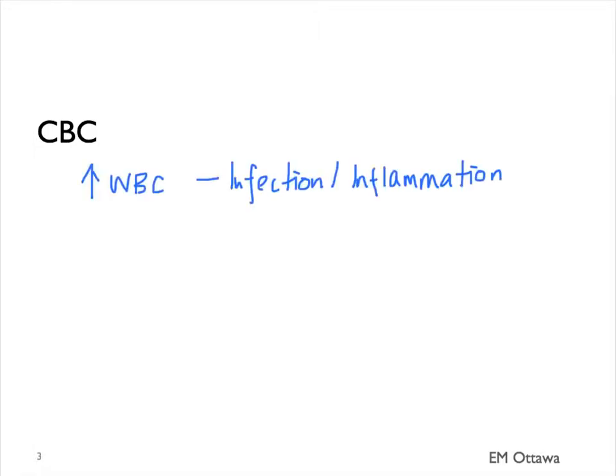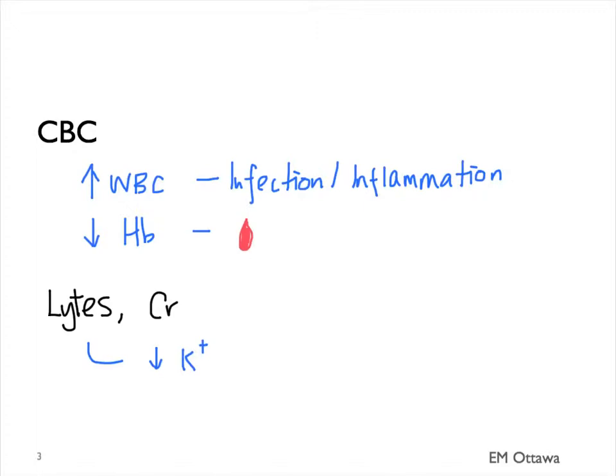We will start with the CBC, electrolytes, creatinine, and then more specific tests based on the presentation of the patient. In the CBC, if there is an infection or an inflammation, the white blood cell count might be increased. If the patient is bleeding, their hemoglobin might be low. In terms of their electrolytes and creatinine, the patient's potassium might be low because of repeated diarrhea. In patients who have lost volume, their creatinine may also be increased.